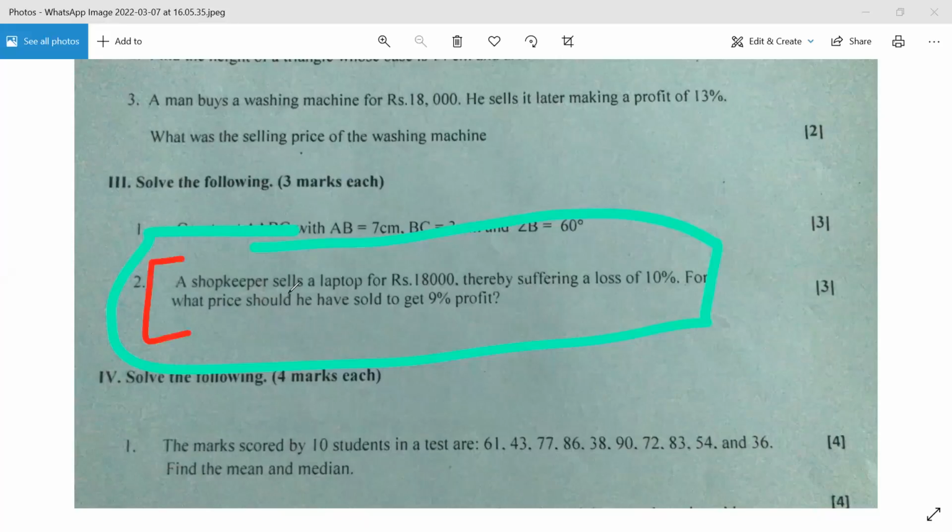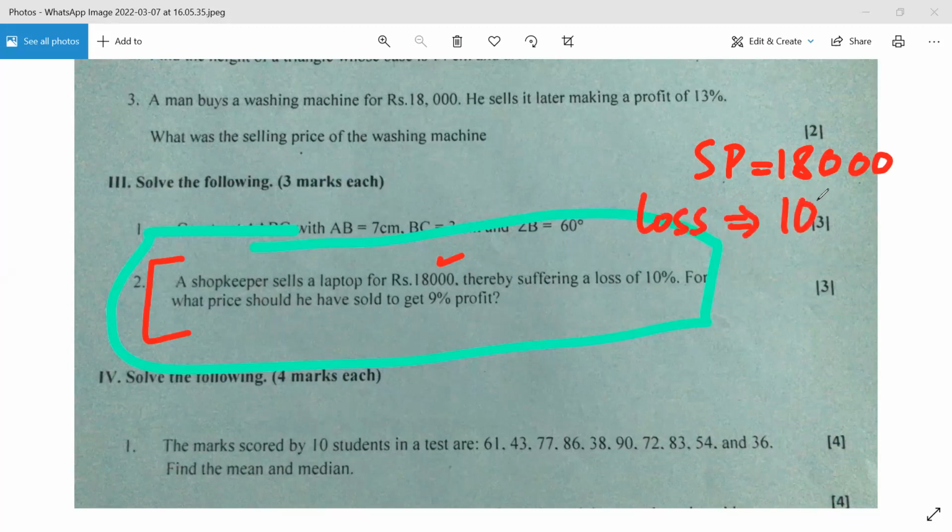So Mr. Sarthak, in questions like these, a shopkeeper sells a laptop for 18,000. Now what you need to understand is that the SP is 18,000. Are we okay till here? Mr. Sarthak? Yes, sir. There's a loss of 10%. For what price should he have sold to gain a 9% profit?